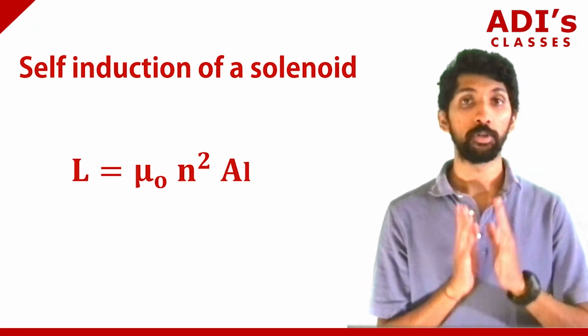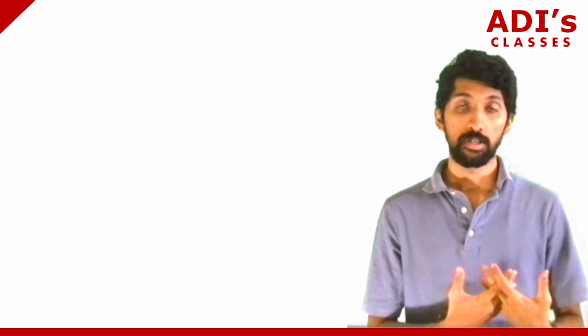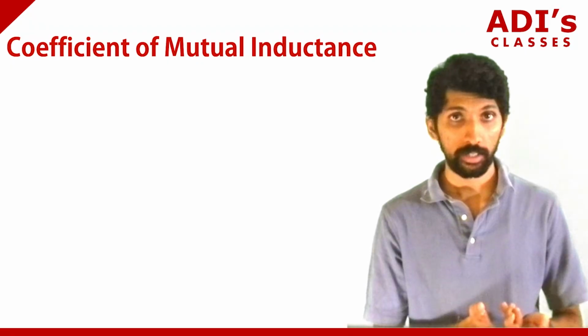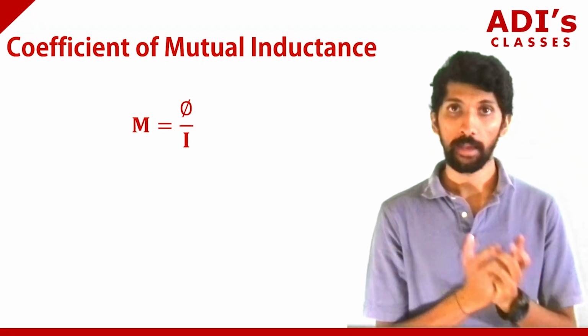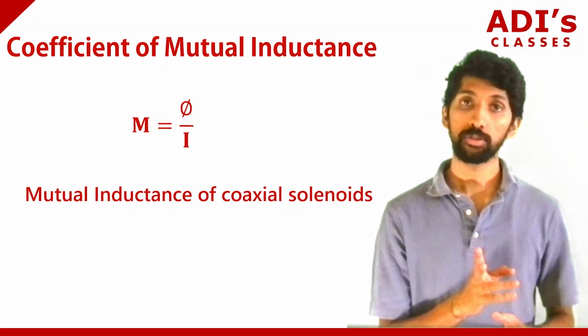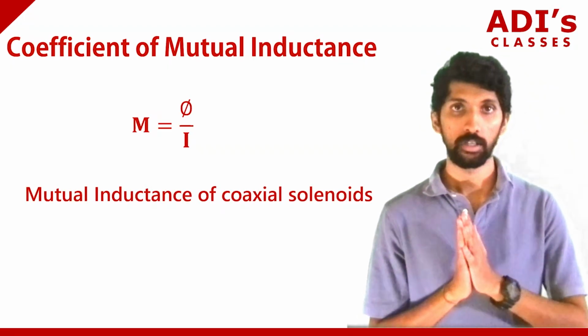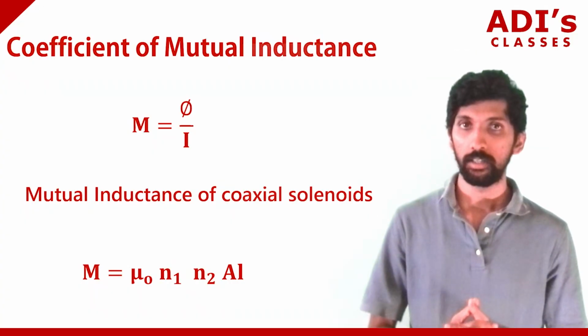Then you learned about mutual inductance, which is the inductance between two coils. The coefficient of mutual inductance is phi equal to M into I, or M equal to phi by I. The mutual inductance of two coaxial solenoids is mu naught N1 N2 A into L.